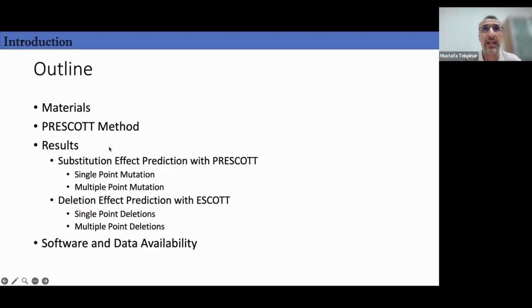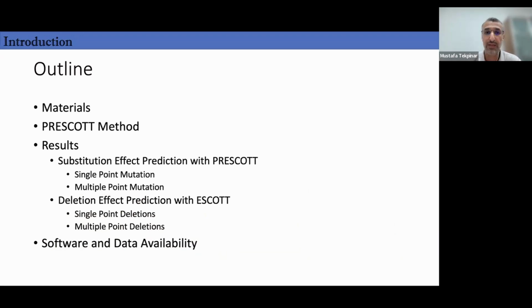So the outline of my talk will be basically similar to a paper. I will introduce the materials that we used for testing. I will introduce our algorithm PRESCOTT methods, and then I will present substitution effect prediction results, and I will present the deletion effect results. At the end of my talk, I will introduce our software and the data that we generated in this project so that everybody can access them or check them.